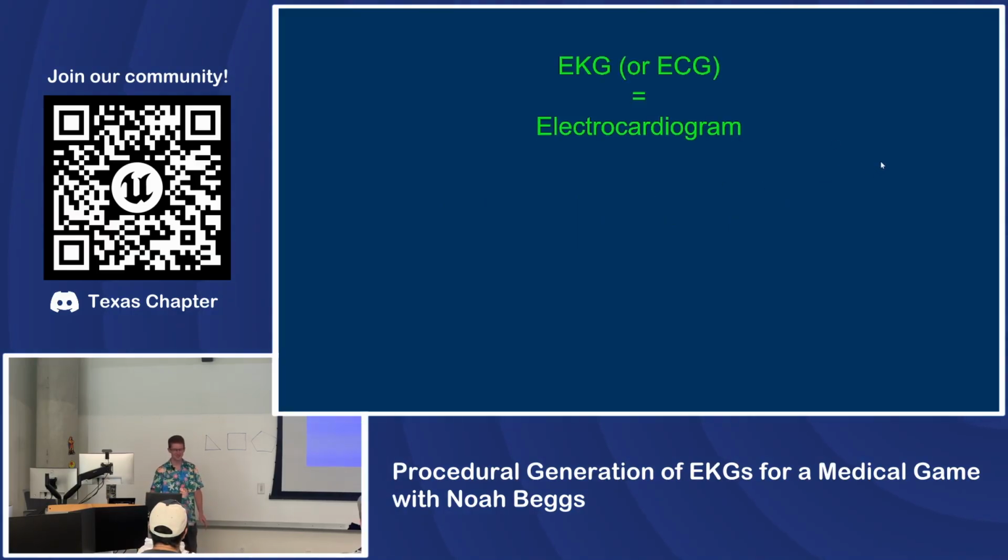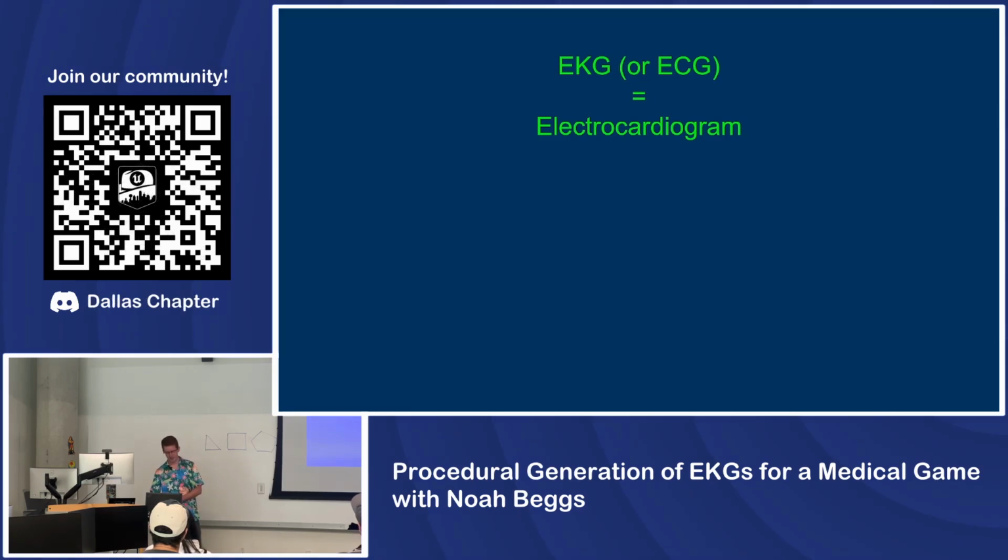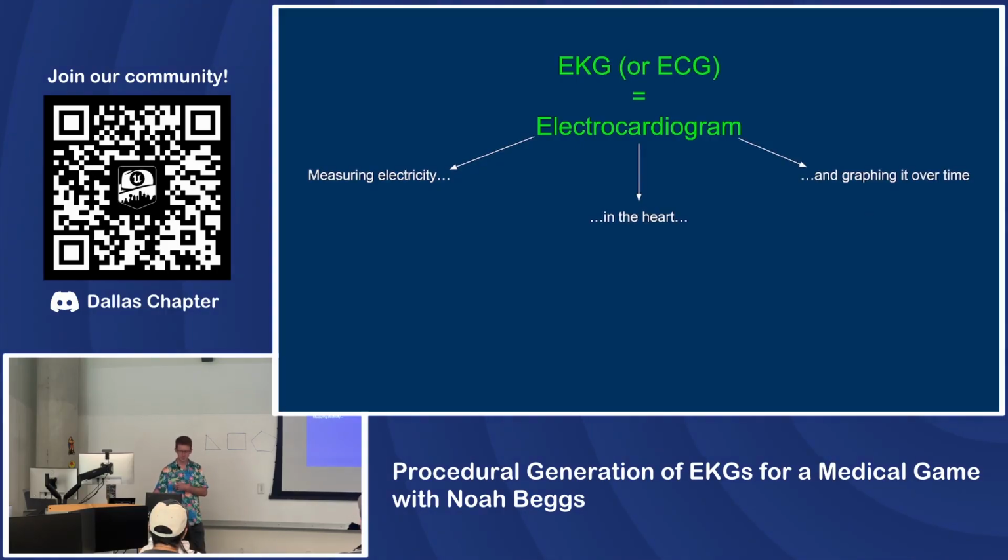So, all right, EKG or ECG stands for electrocardiogram. Electro means it measures electricity. Cardio means it's in the heart. Gram means it graphs it over time. So electrocardiogram measures electricity in the heart, graphs it out over time.